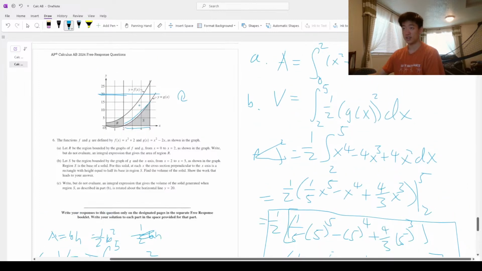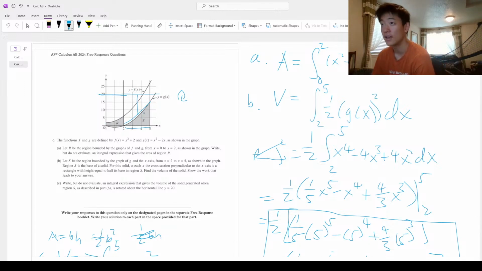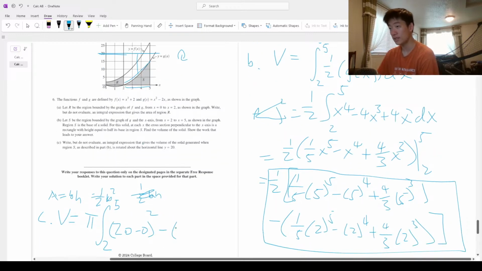And then minus the inner radius. What is the inner radius? So the inner radius is the distance from this line to the function, that's bounding it. So that is g of x, but it's not just g of x, it's 20 minus g of x. That's the distance from the rotating axis to the curve. So that's the inner radius. So this is 20 minus g of x.